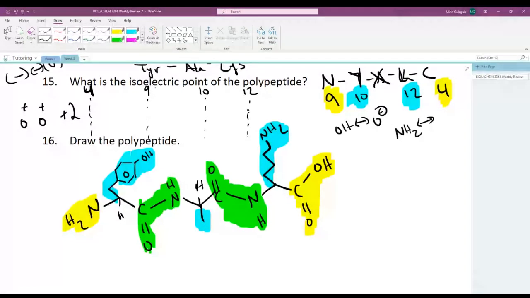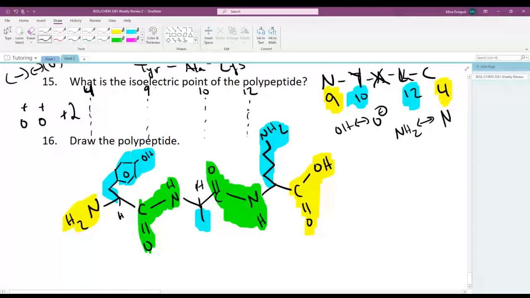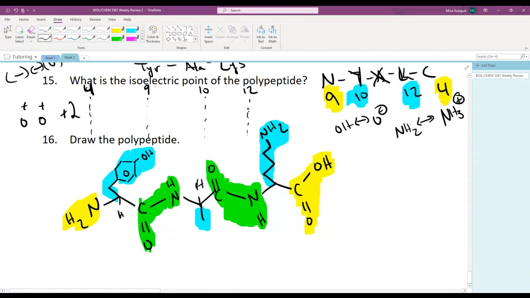Gain, perfect, exactly right. An H3 plus, okay? So what this question of isoelectric point wants you to do is ask, at a pH below 4, how many things will be positive, how many will be negative, how many will be neutral. Therefore, what is the overall charge?